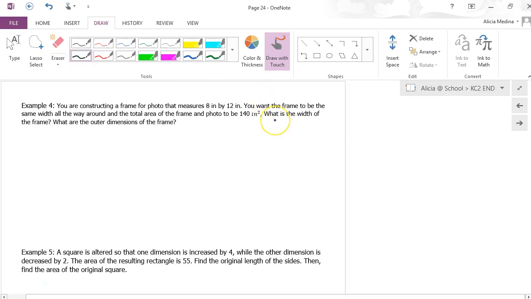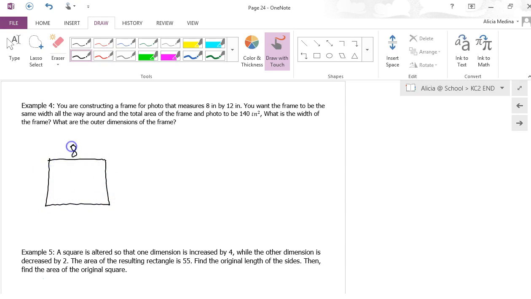Example number 4. You are constructing a frame of a photo that measures 8 inches by 12 inches. So I'm going to kind of draw my picture as I'm reading along here. So an 8 by 12. You want the frame to be the same width all the way around, and the total area of the frame and photo to be 140 inches squared. So that's eventually going to be my area. What is the width of the frame? What are the outer dimensions of the frame?